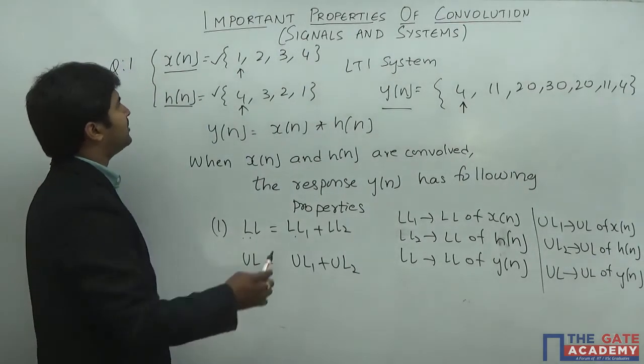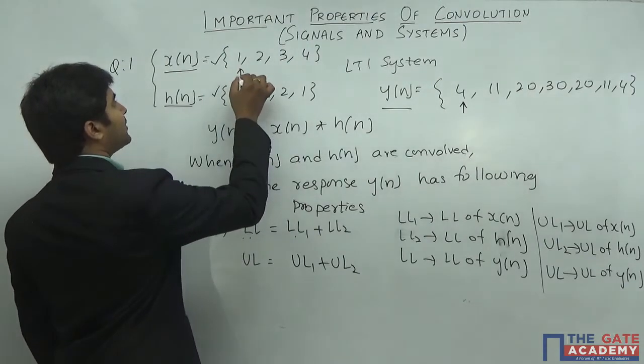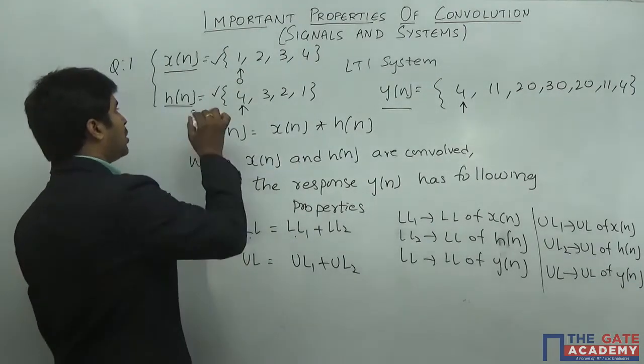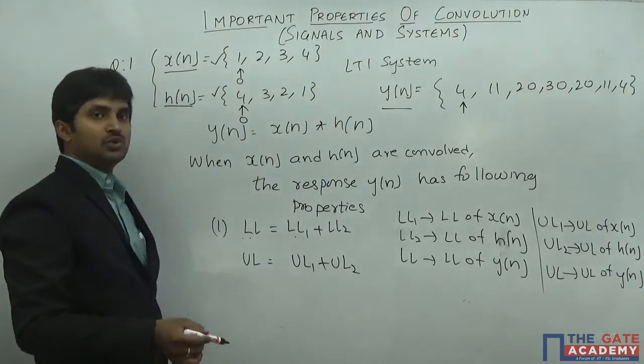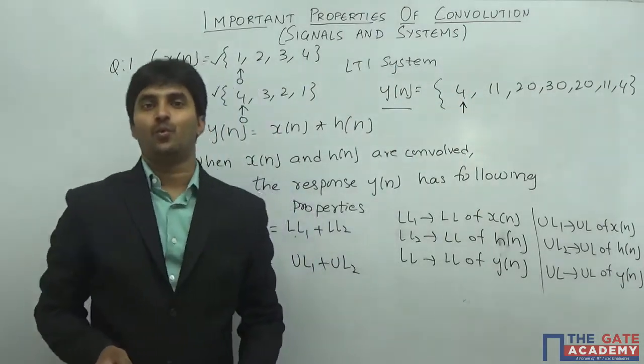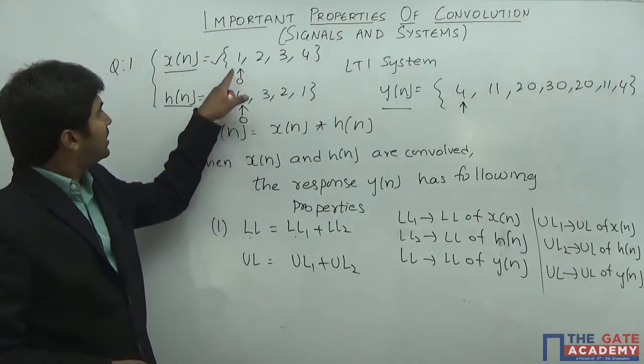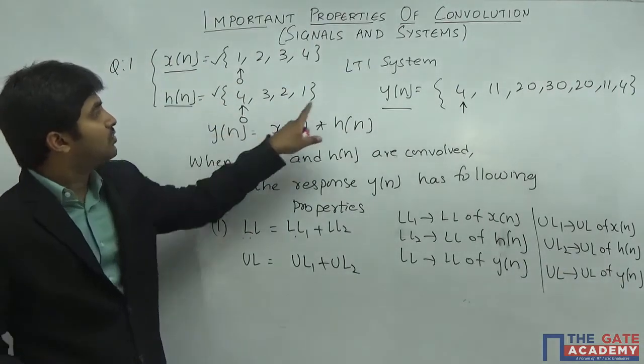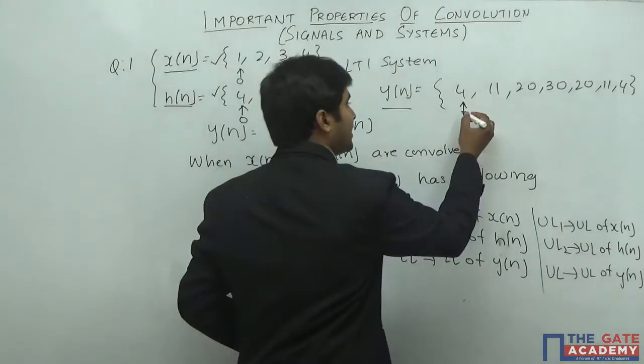So what is the lower limit of x of n? The lower limit of x of n is 0. The lower limit of h of n is 0. The lower limit of y of n is also going to start at n equal to 0. That is the meaning of this. So here you are starting at 0, here you are starting at 0, here also you are going to start at 0. That is why we have an arrow here.